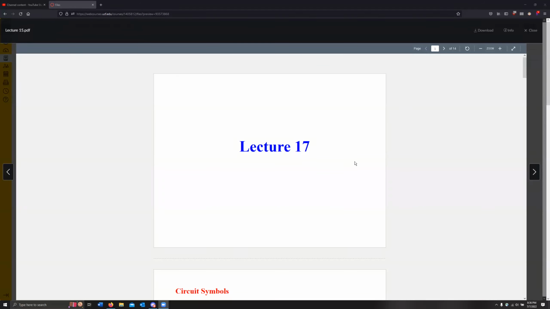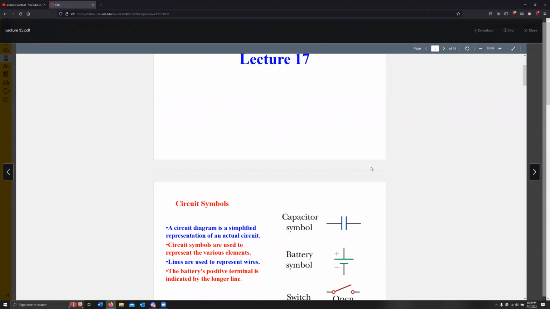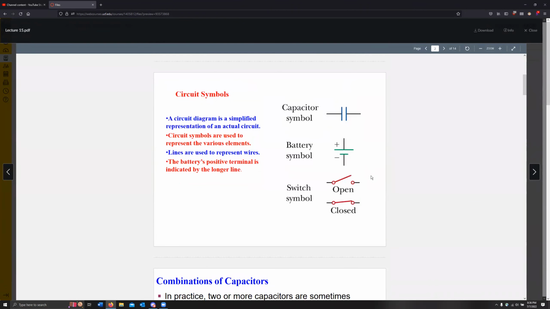Okay, so now we're recording and then I'll share the screen. Okay, so lecture 17, lecture 15, circuits. Pretty straightforward. This is your capacitor. This is a battery symbol and then a switch.